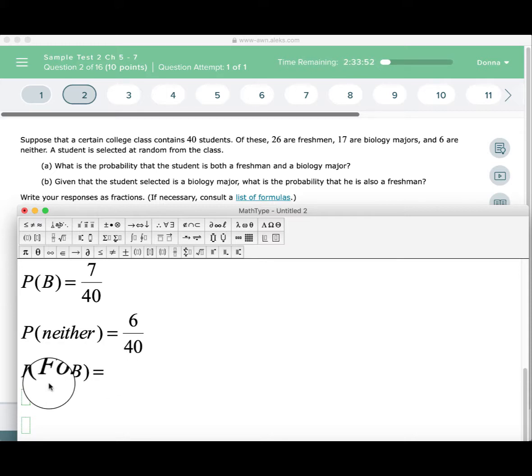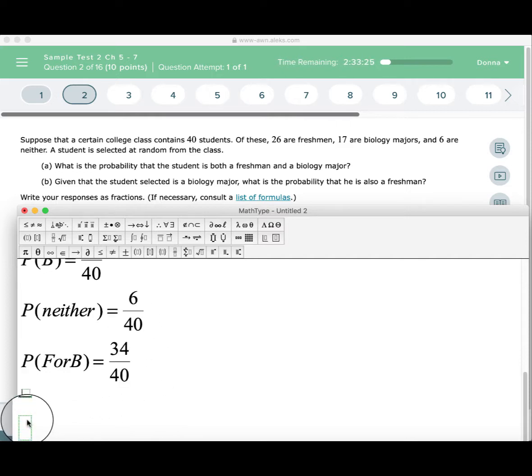So now we know the probability of being a freshman or a bio major is equal to 1 minus 6 over 40, since neither and or are complements. And we said to find 6 out of 40 subtracted from 1, we just take the denominator, which is 40, subtract the numerator, which is 6, so we get 34 over 40. Now we can do our problem. The first question asks, what's the probability that a student is both a freshman and a bio major?